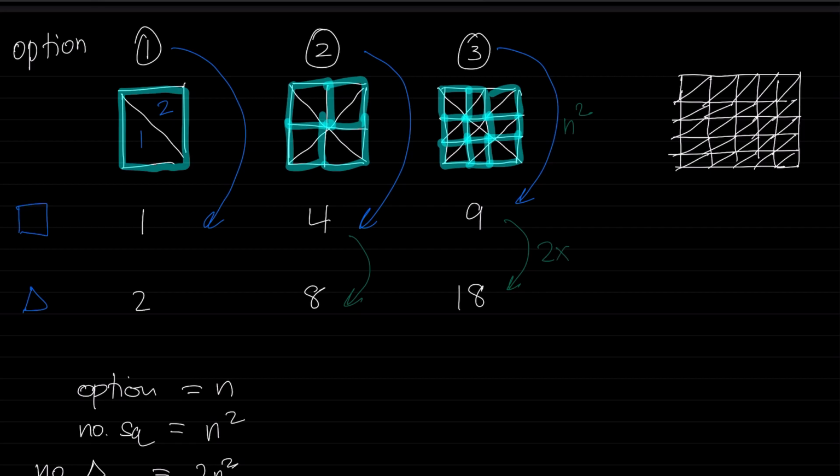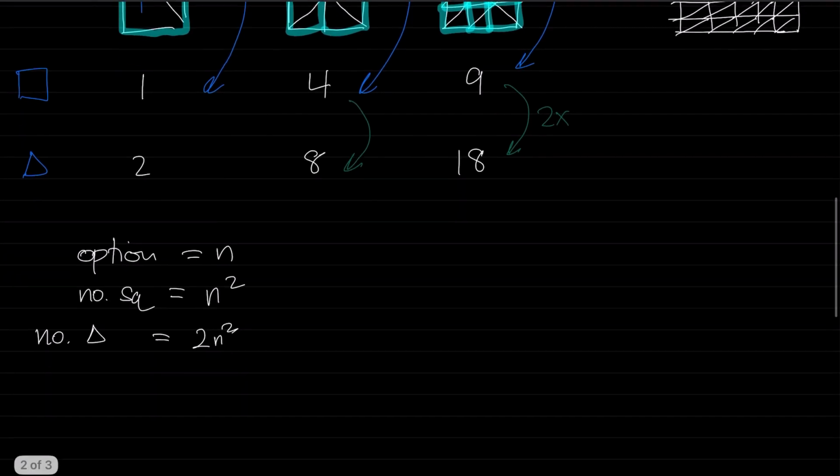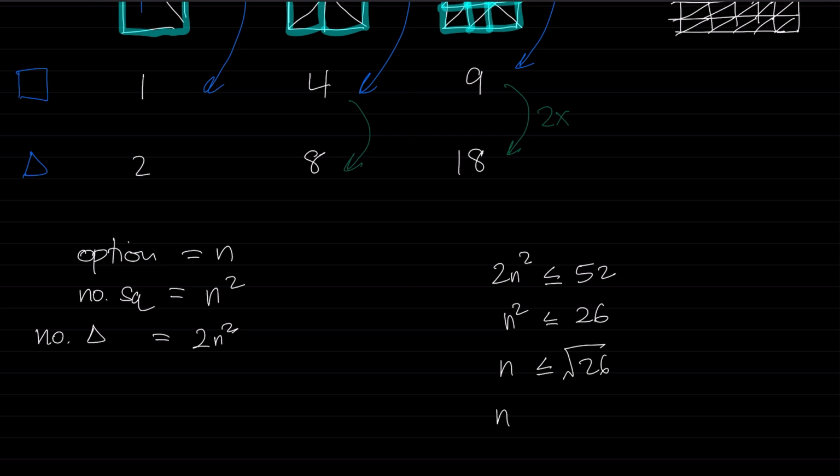So 2n squared. Now remember, that's the number of triangles, and the number of triangles cannot exceed 52. So 2n squared must be less than or equal to 52. Let's divide both sides by 2. So n squared is less than or equal to 26. Now square root. So n is going to be less than or equal to the square root of 26.